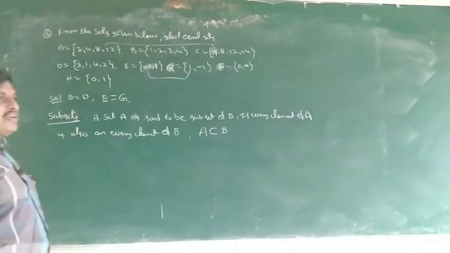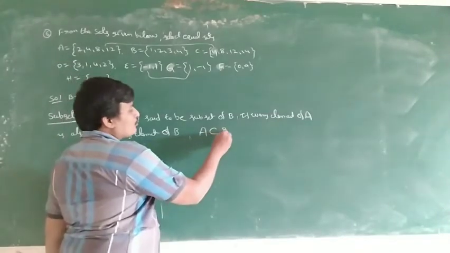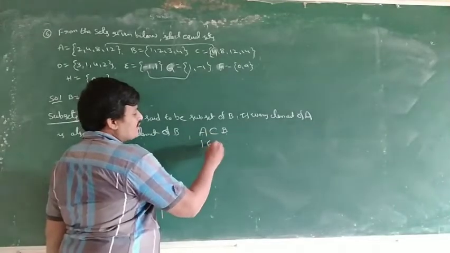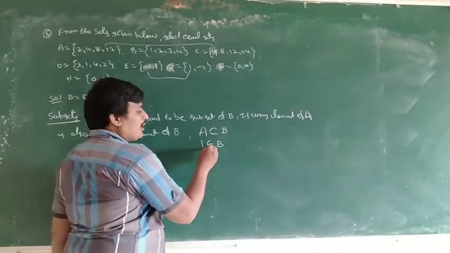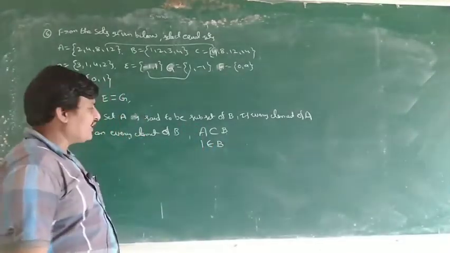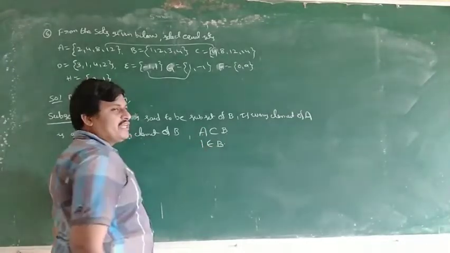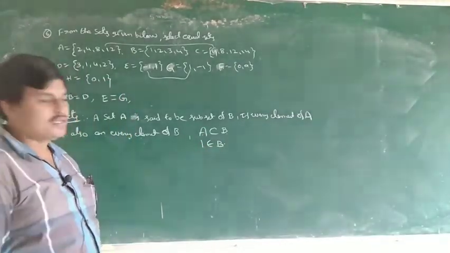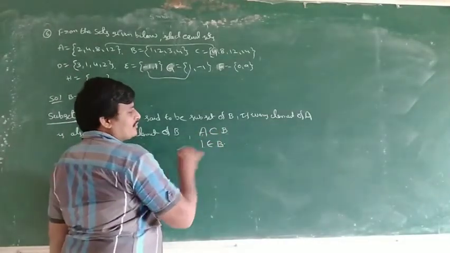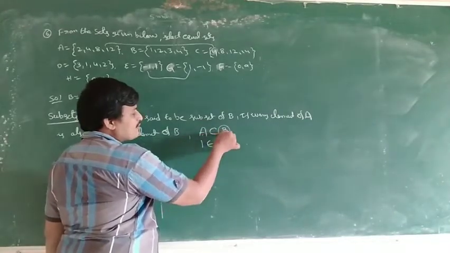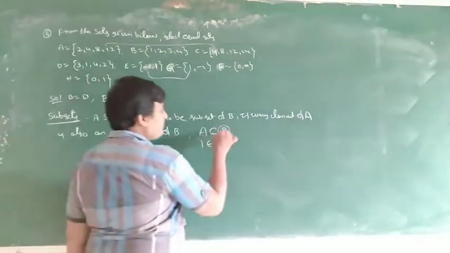The subset is used when we have only two sets. Belongs to is used when an element belongs to a set. One is in set B. So subset is used when we have two sets. B is the big set, A is the subset of B. That is read as A subset of B.